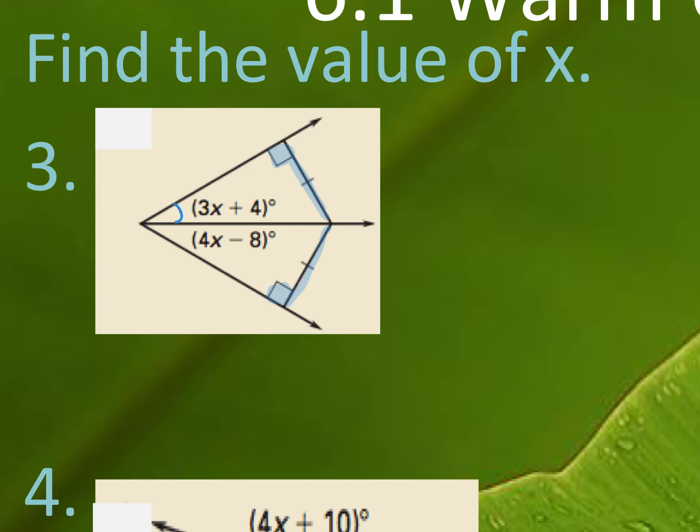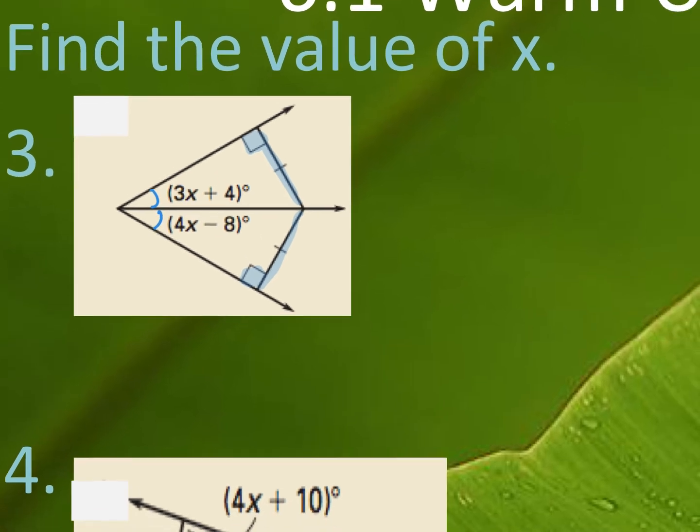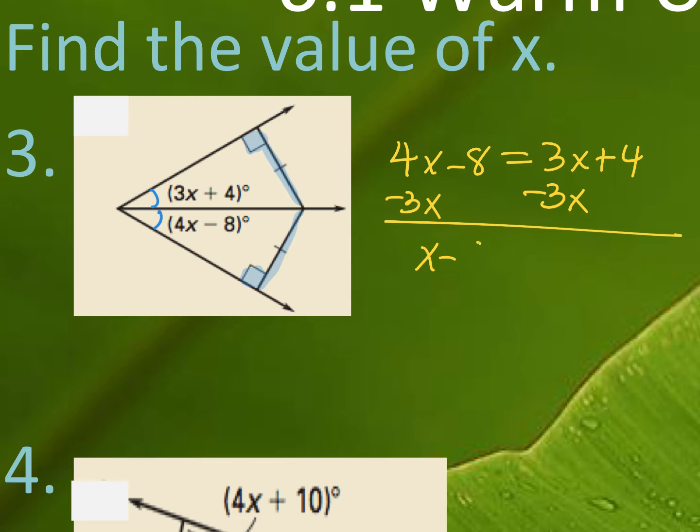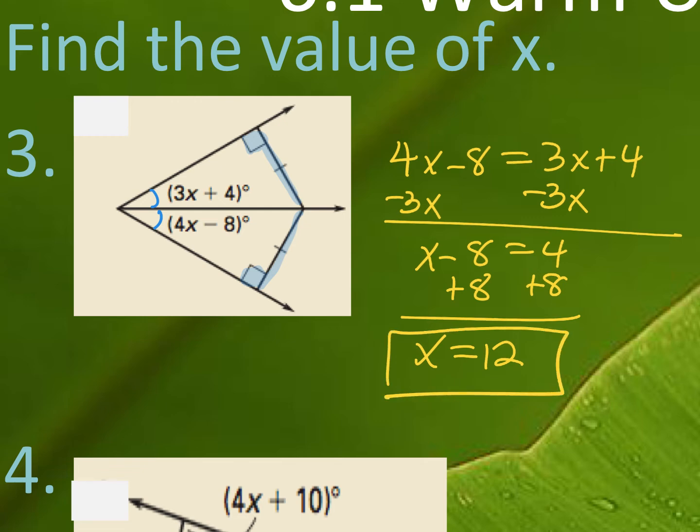So I'm going to set 3x plus 4 equal to 4x minus 8. So I'm going to do 4x minus 8 equals 3x plus 4. I'm going to subtract the 3x. X minus 8 equals 4. Add the 8, and x equals 12. This one only asked to find x. It didn't ask us to find the angle measure, so I stop right here. If it would have asked me to find the measure of that angle, then I would have plugged in a 12 for x.